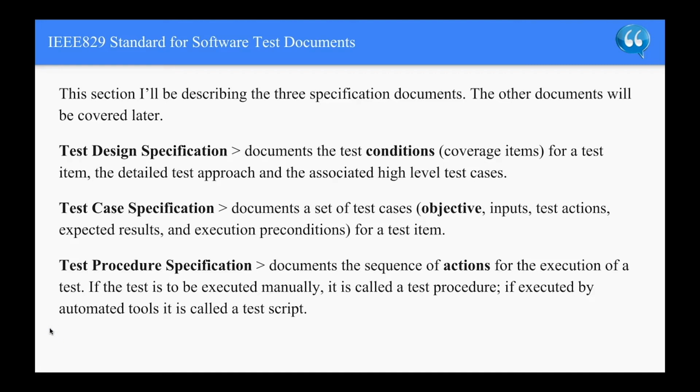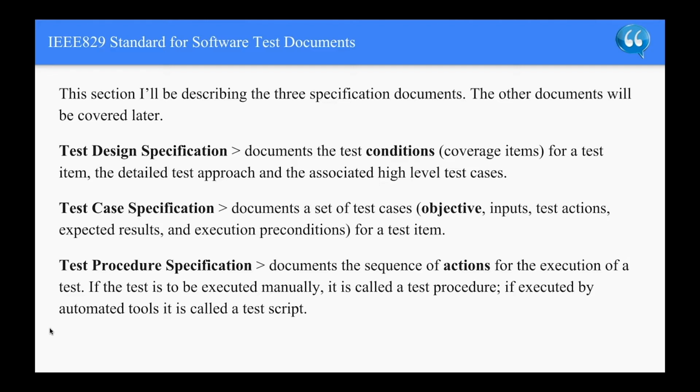Continuing with the IEEE 829, the standard for software test documents. In this section I'll be describing the 3 specification documents. The other documents will be covered later. So the test design specification documents the test conditions, the covered items for a test item, the detailed test approach, and the associated higher level test cases.